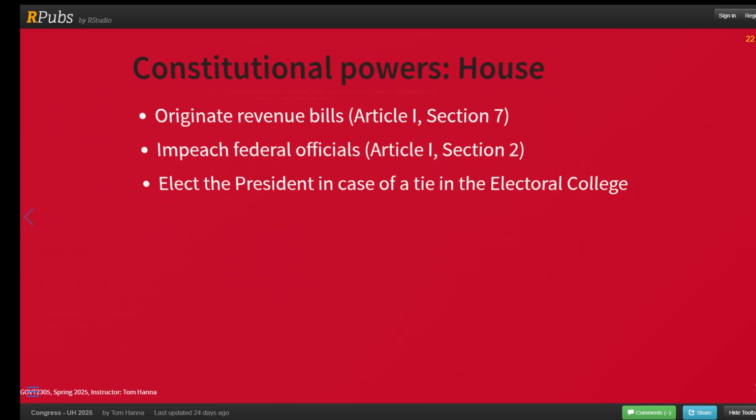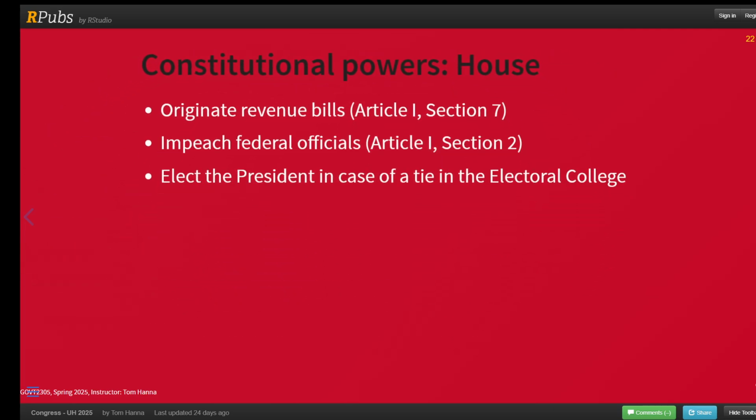On the other hand, I'll give you the constitutional powers of the House. They have the power to originate revenue bills. So the power of the purse starts in the House of Representatives. Revenue bills are the bills related to taxation.